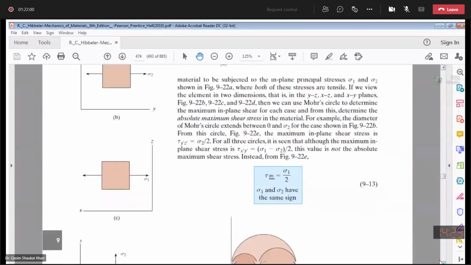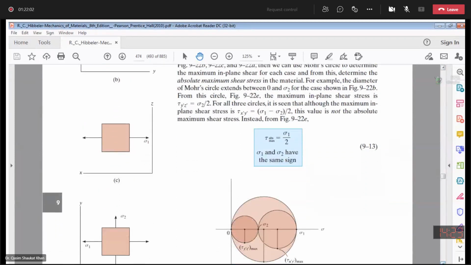Fine. So this smaller Mohr circle, 0 to sigma 2, represents your case D, and the in-plane shear stress tau y dash z dash. This is the diameter: sigma 2 minus 0 gives the diameter sigma 2, so the radius will be sigma 2 over 2. This is your maximum in-plane shear stress tau y dash z dash. Is this point clear?